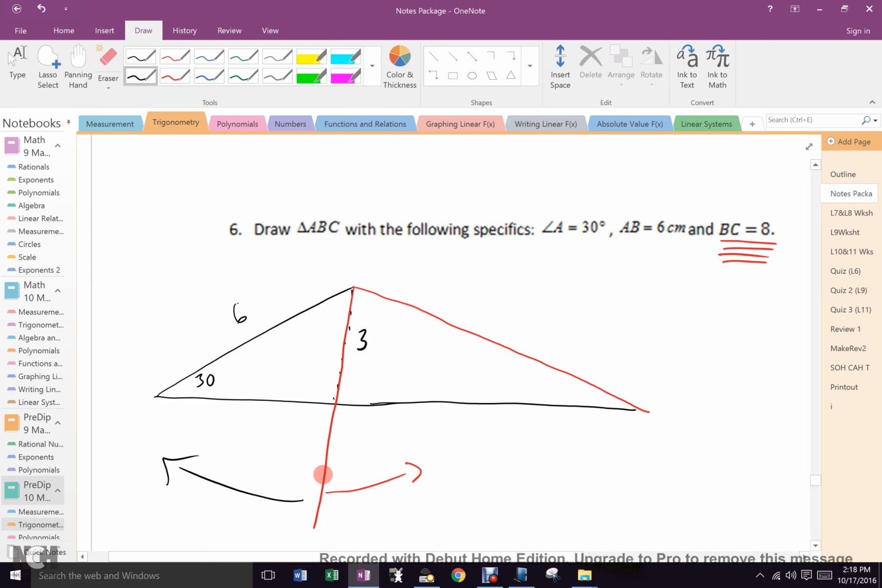How long is this red line? 8. How long is this black line? 6. So if I swing it this way, will it ever make a triangle? No, because it's longer than the 6. Is everybody cool with that? How about the bottom one? How does it extend? Well, because you don't know the length of the bottom one.